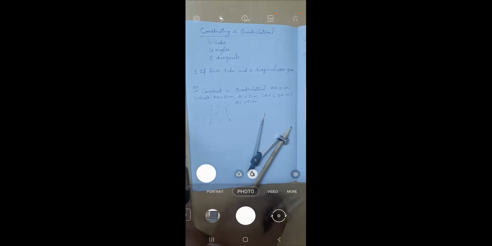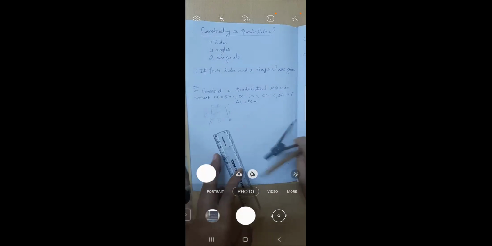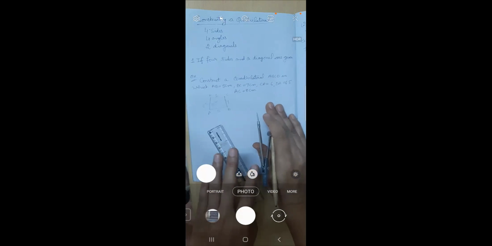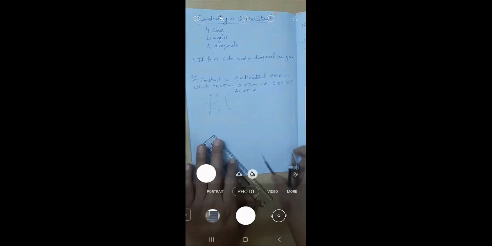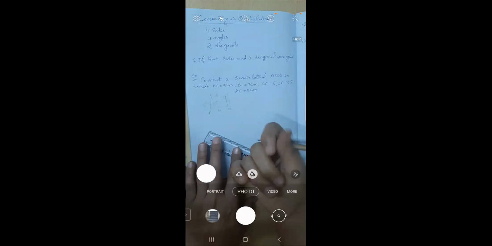Yes, I will teach because some of you, this chapter is coming. So in 10-15 minutes, we will finish this chapter. Most of the theory has been done in the last class. So now see, construct a quadrilateral ABCD.